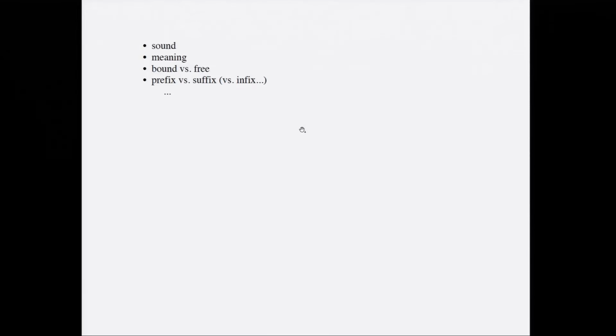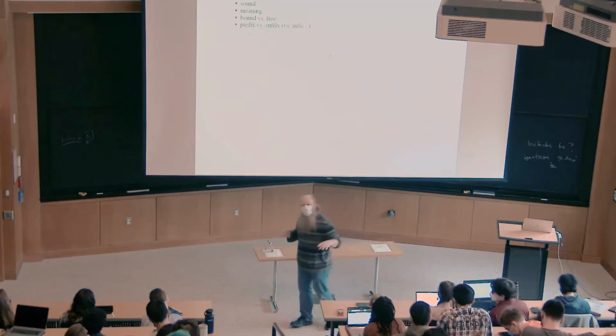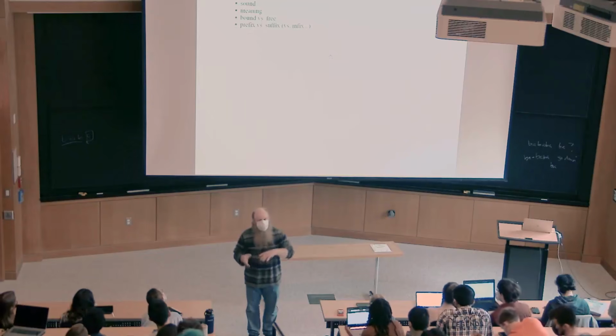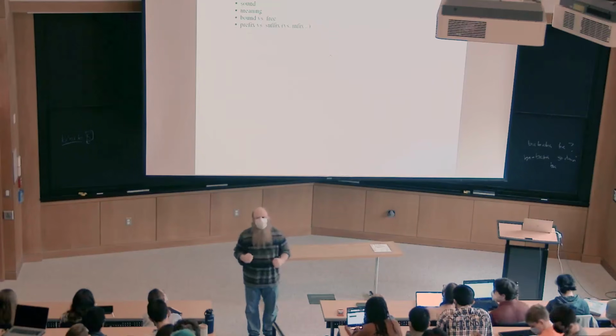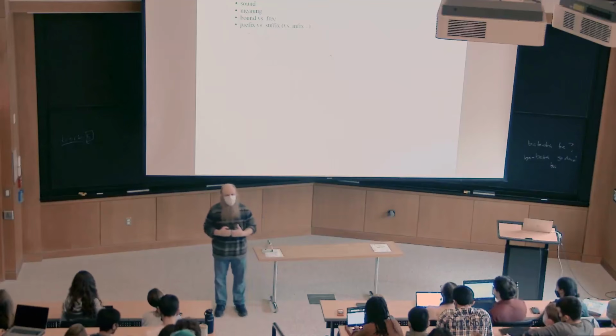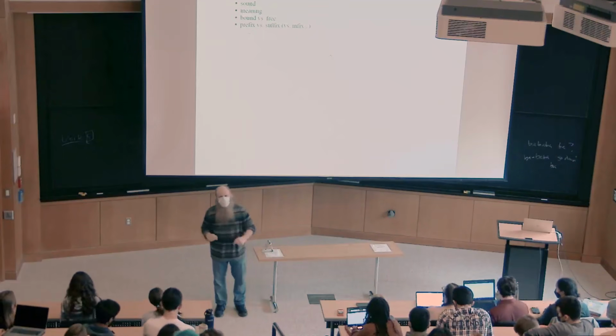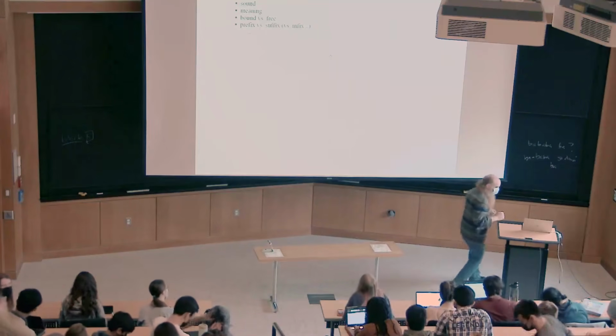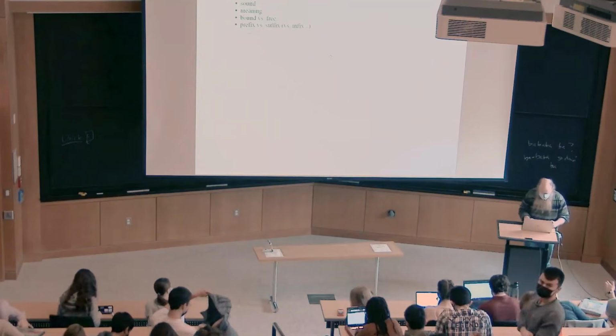I think this is probably a good stopping point. So just to sort of summarize, and then I'll let you go. For every morpheme, we're going to want to indicate what's its sound, what's its meaning. Is it a bound morpheme or a free morpheme? And if it's bound, what kind of bound morpheme is it? Is it a prefix, a suffix, an infix, any of these other kinds of things? So all kinds of things you'd want to understand if you want to understand everything about the morphology of a language. Okay? And we'll pick it up here next time.